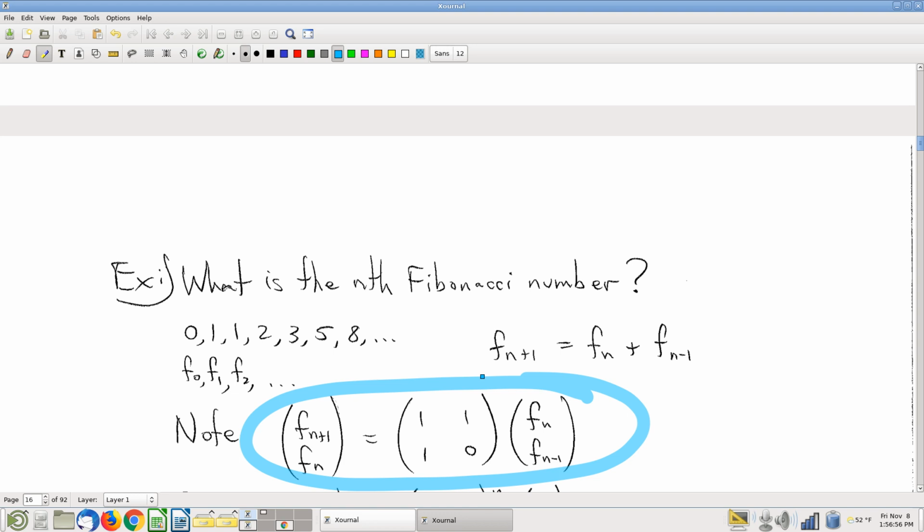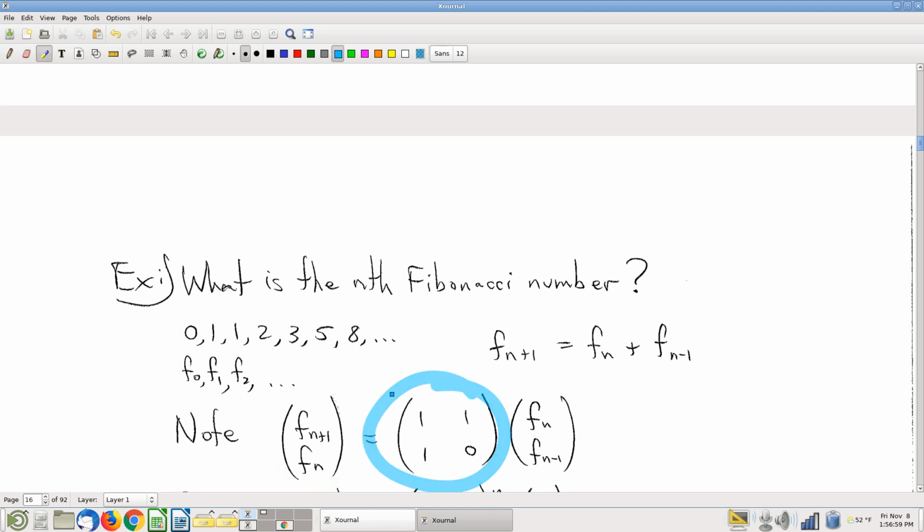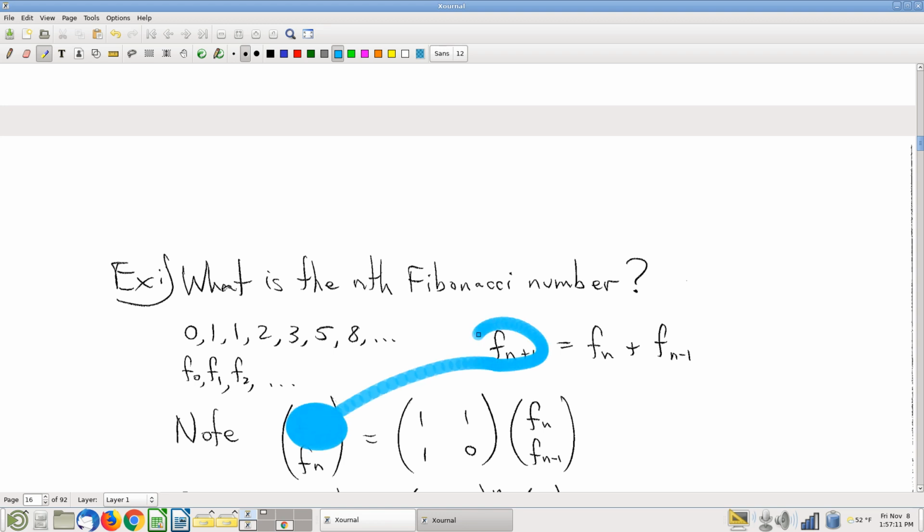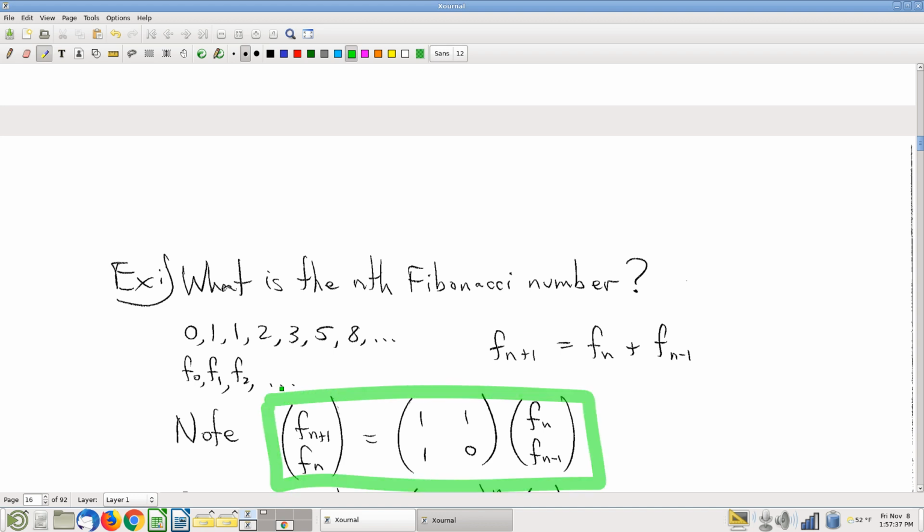I'm not just adding numbers. Now I'm multiplying by a matrix, keeping track of vectors, seemingly harder work. Notice it's an equivalent problem though, because all this equation says is f_{n+1} equals that, which is f_n plus f_{n-1}. And then the second line says f_n equals f_n. So the second line is kind of without substance. It's just a freebie. So this recursion relation defines the same sequence.